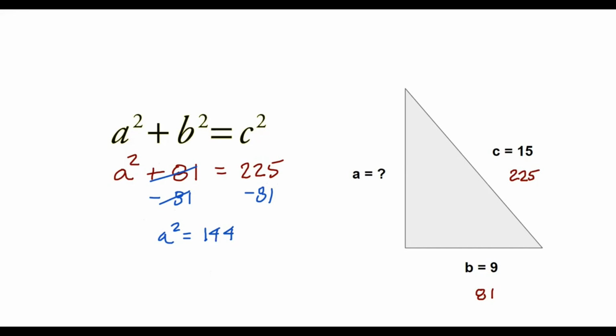144. Now, we don't want to know A squared. We want to know A. So we need to do that thing where we take the square root of both sides. A is equal to the square root of 144, which is 12. Our missing side had a length of 12.